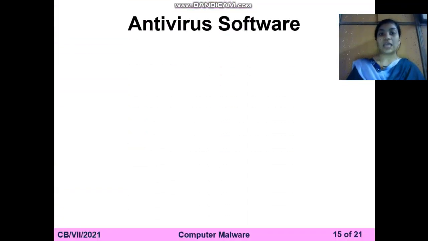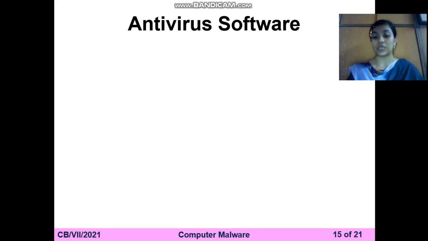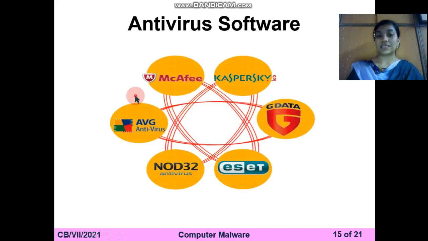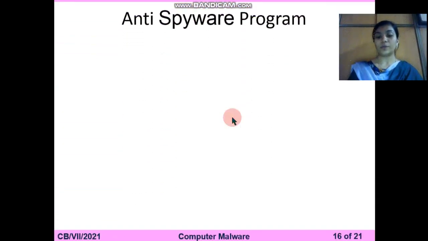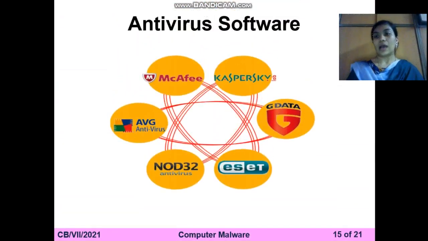First is the antivirus software. Basically in computer systems and in mobile phones, we are using antivirus software. We can use these programs very easily. How can you download it? You can download it through Google, in your browser. You can easily download that.